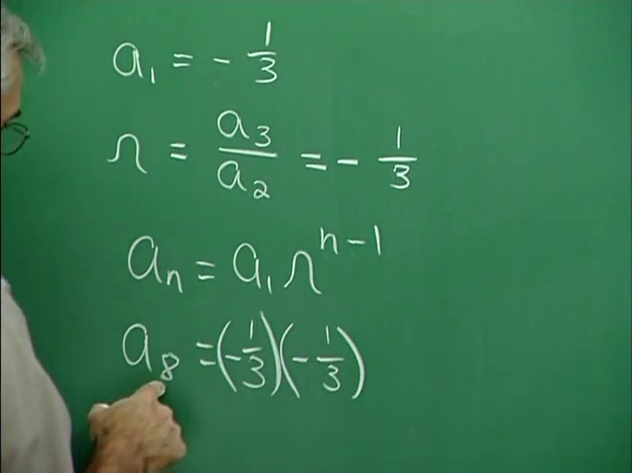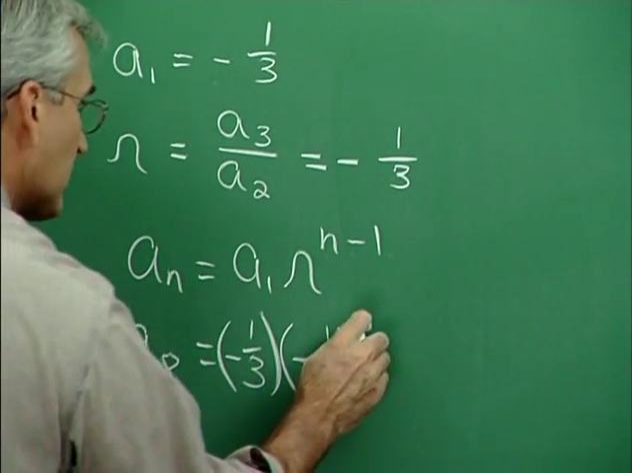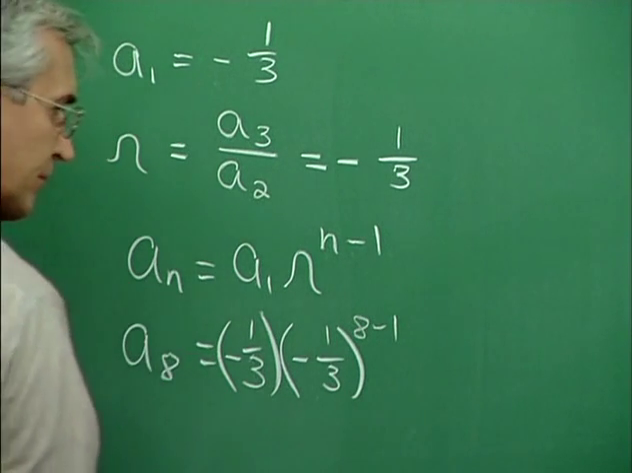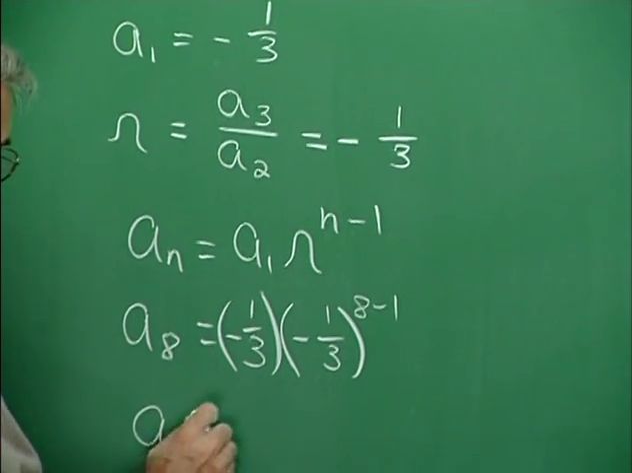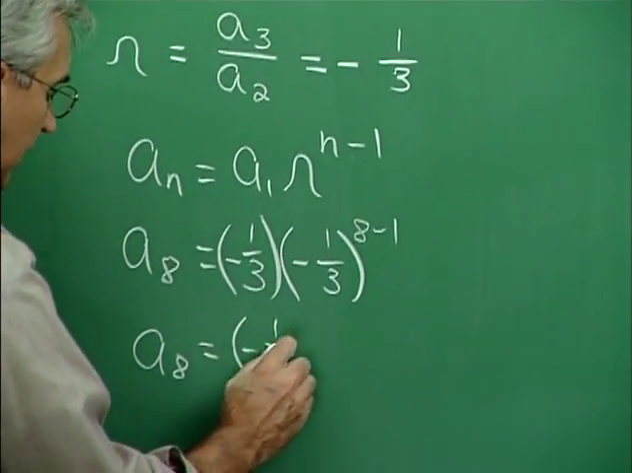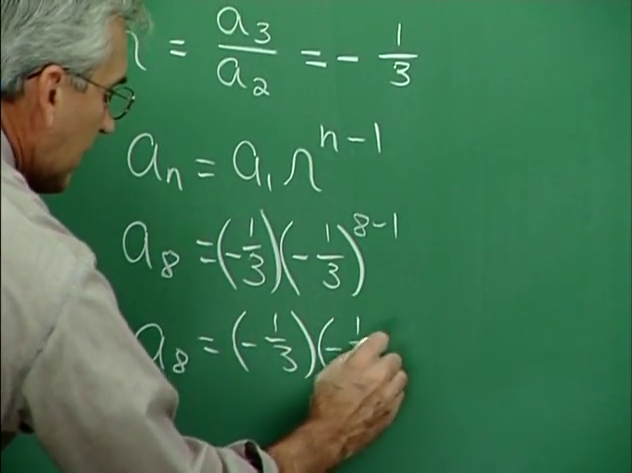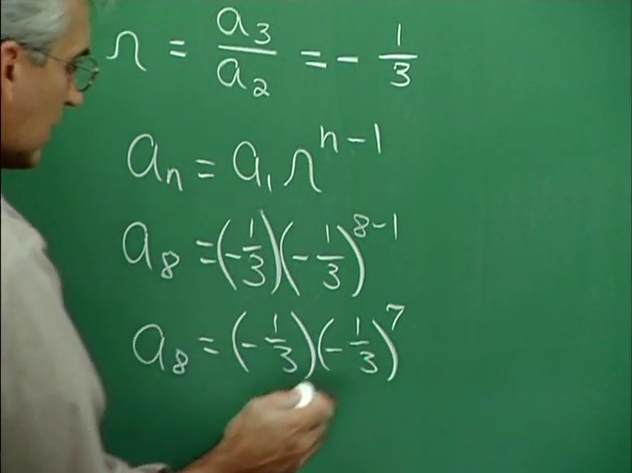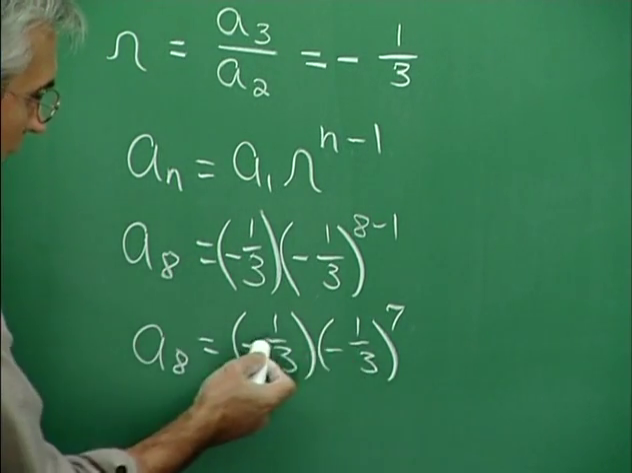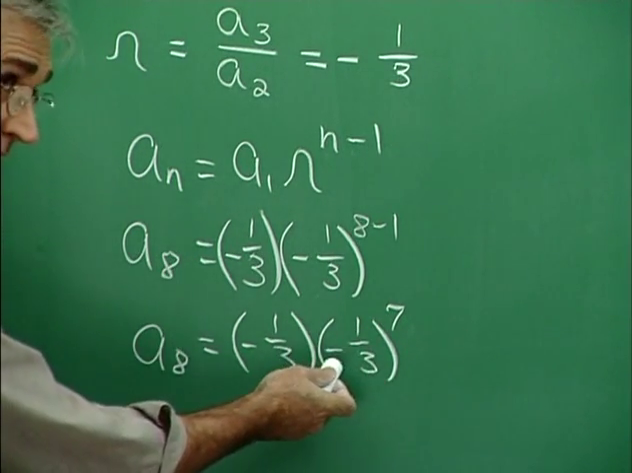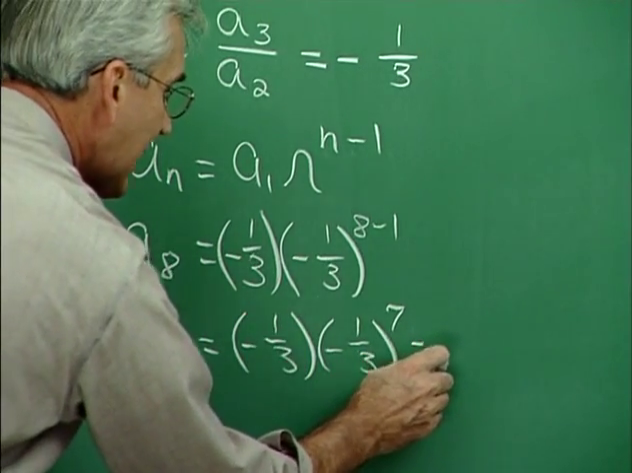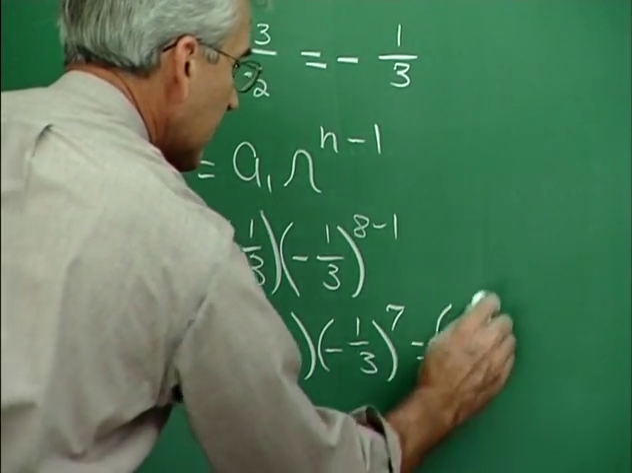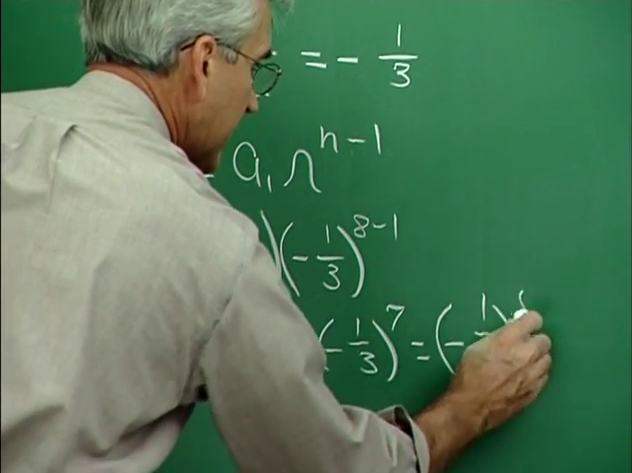Well, that's 8 minus 1. You see, we want the 8th term, so it would be 8 minus 1, which is 7. So we have a sub 8 is negative 1/3 times negative 1/3 to the 7th. But if these two are alike, then I have like bases. I can add the exponents. The exponent here is understood to be 1. So we could write this as negative 1/3 to the 8th power.